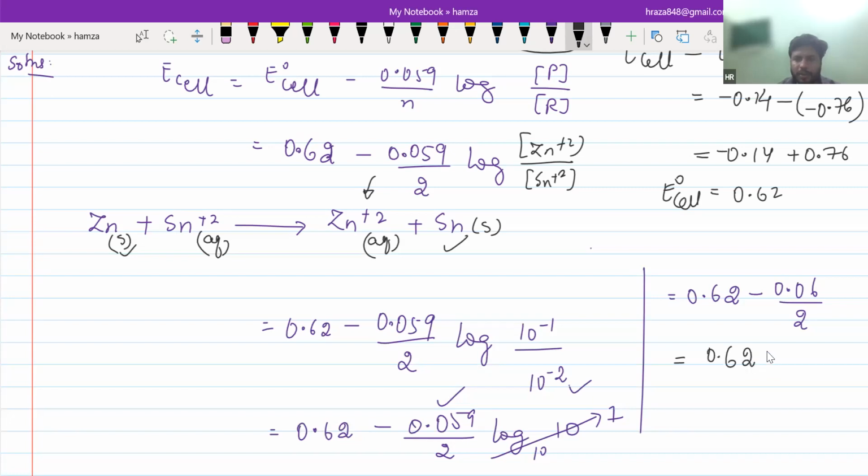So it will be 0.62 and it will be cancelled. 0.03. Now you will get your answer after solving this. Please write it and let me know when you are done with this.